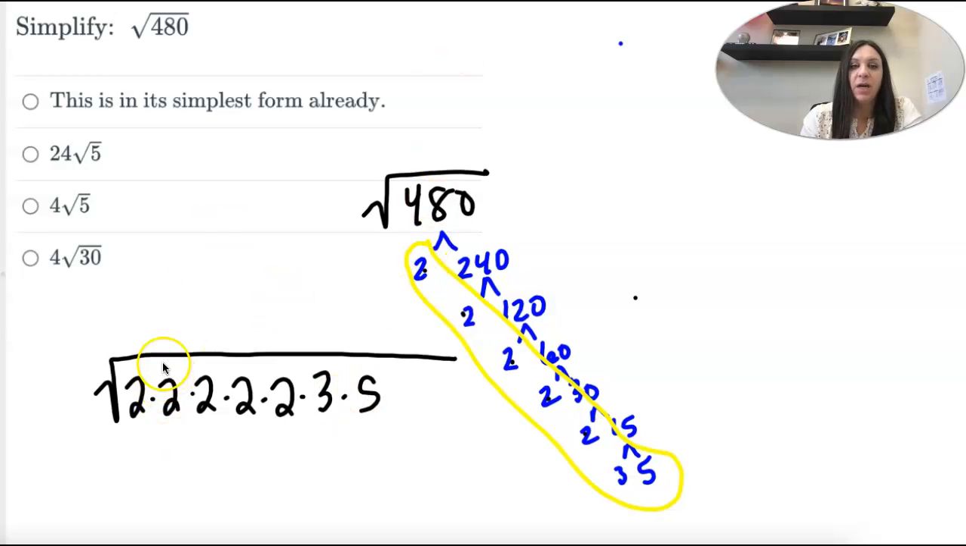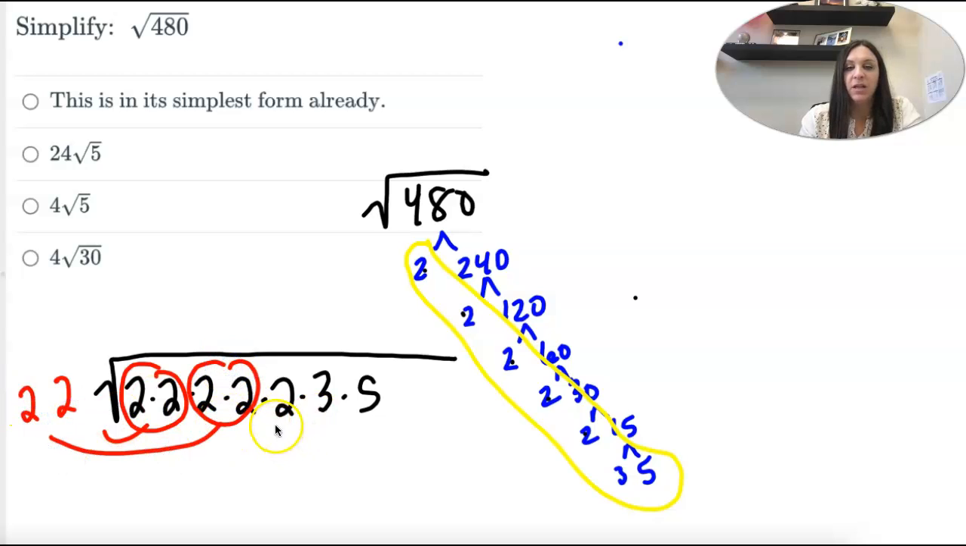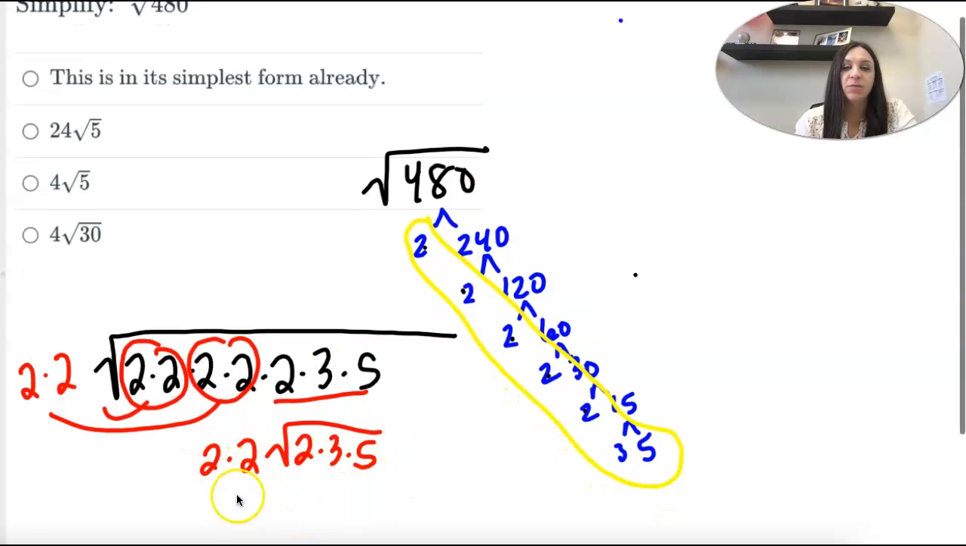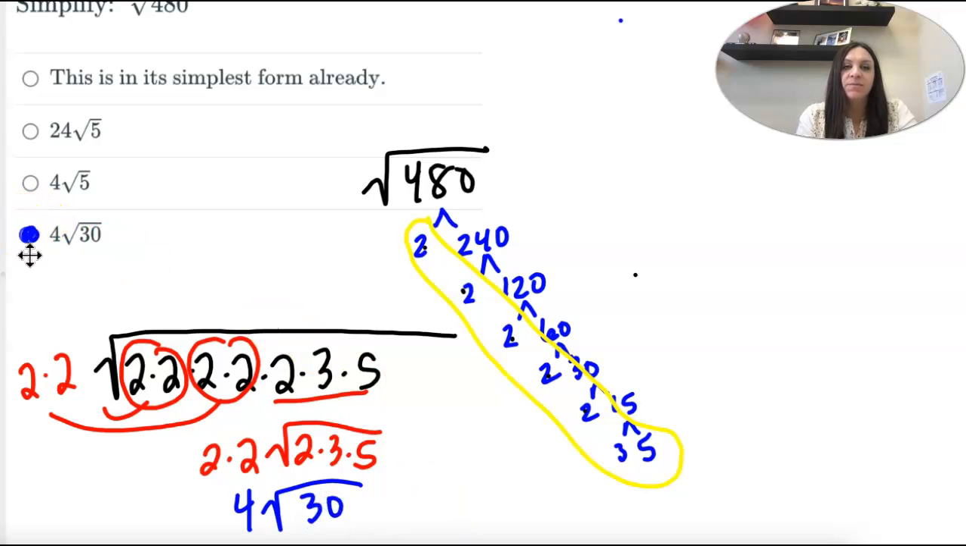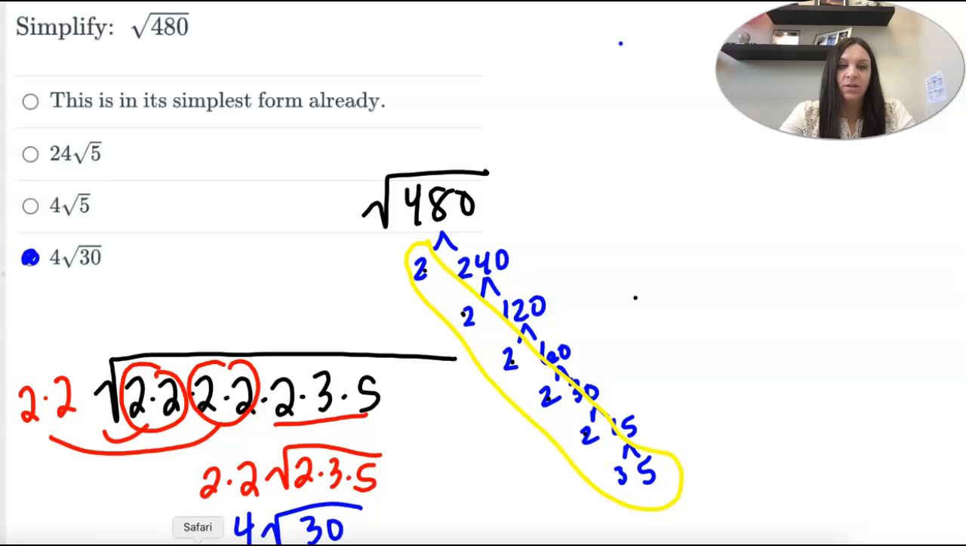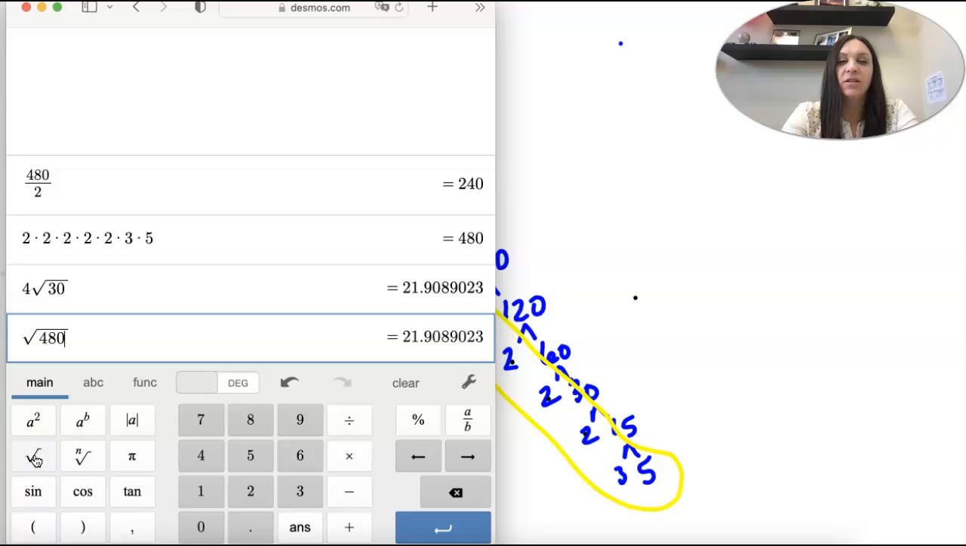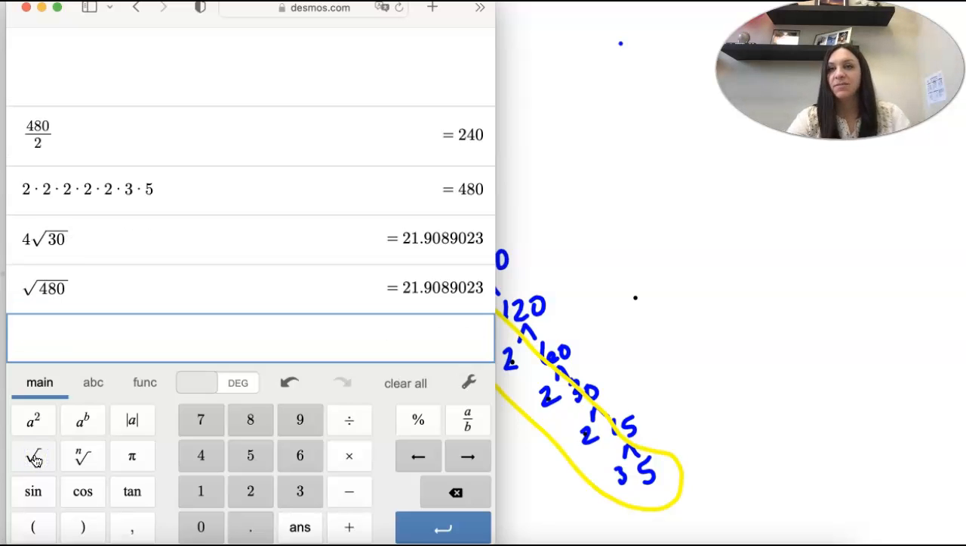Okay, so I'm going to bring out the pairs. A pair of 2's, a pair of 2's, and then that's left over. So on the outside I have 2 times 2, you multiply those, and then on the inside I still have a 2 times 3 times 5. Now we're just going to multiply it all. So 2 times 2 is 4, inside I have 30 again. So 4 square root of 30 should be equivalent to the square root of 480, and it is.